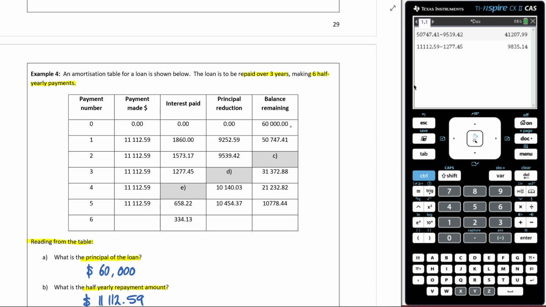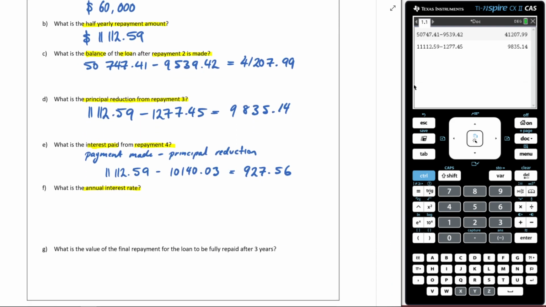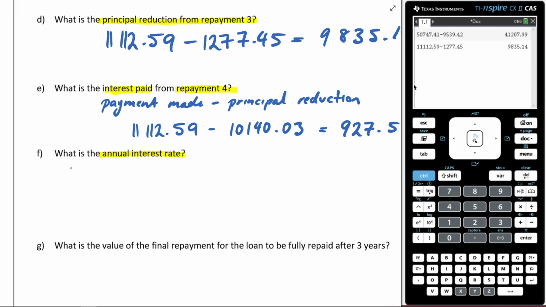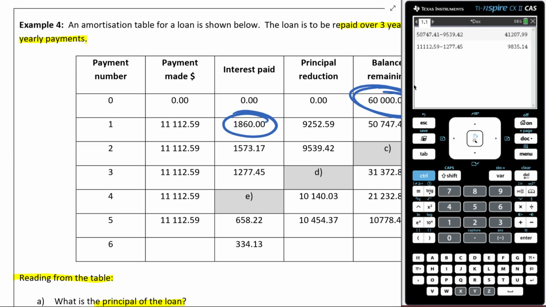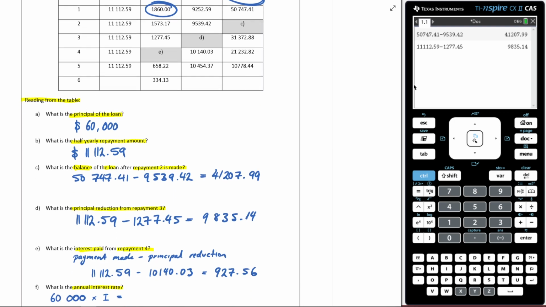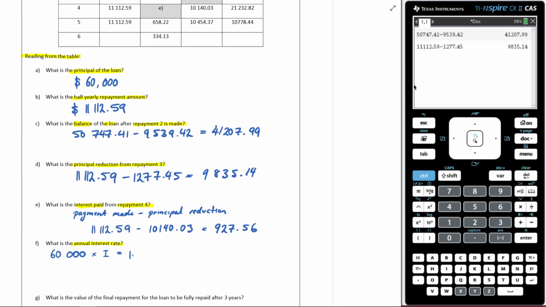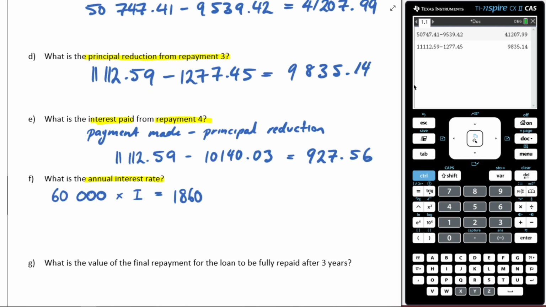Well, let's just look here at the 60,000. What is the interest in the first half year? The interest on this 60,000 is 1,860. So what I could say is this: 60,123 times my interest rate for the half year is going to be equal to 1860. Hopefully that makes sense, what I've said there.